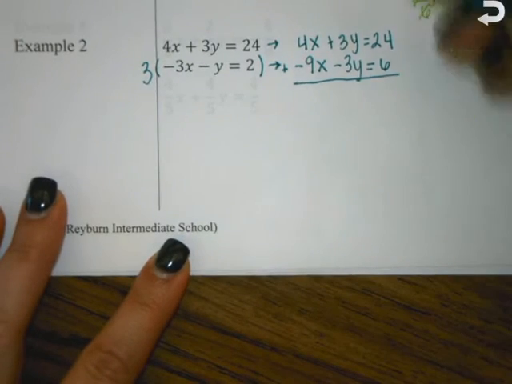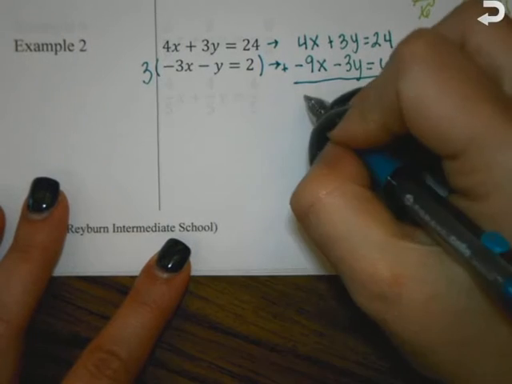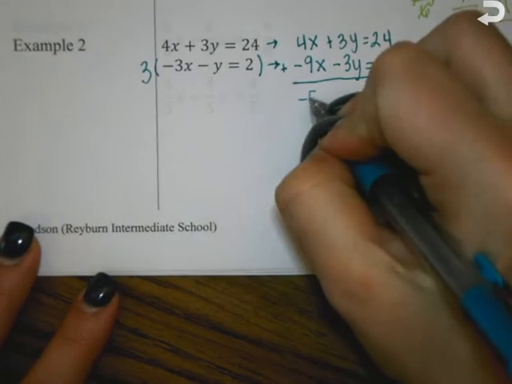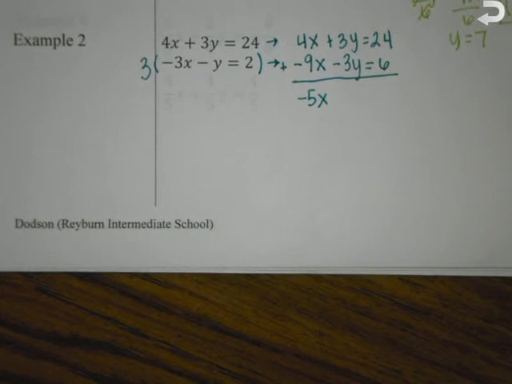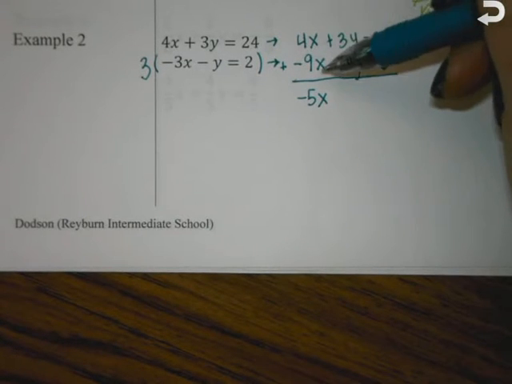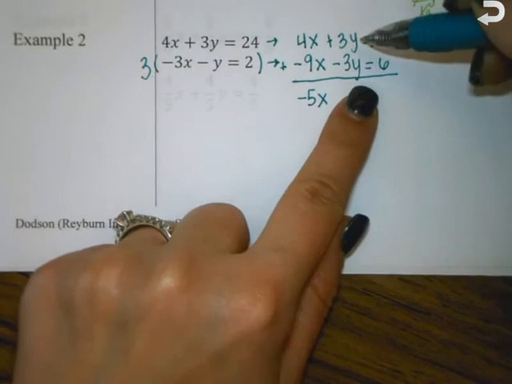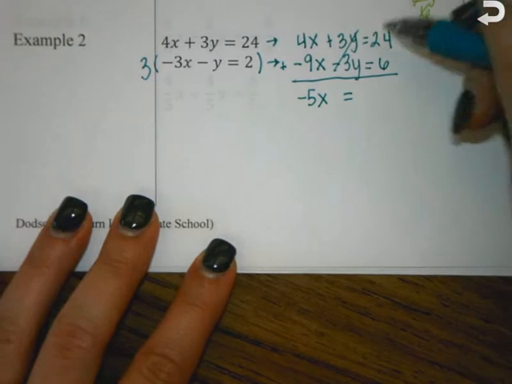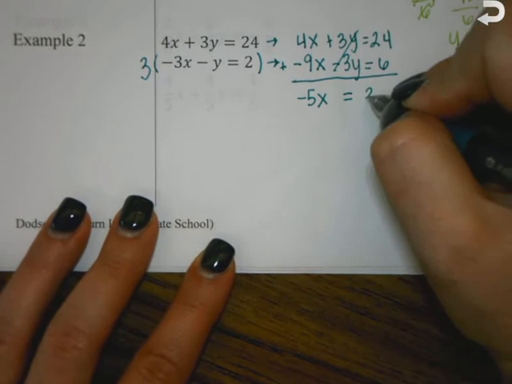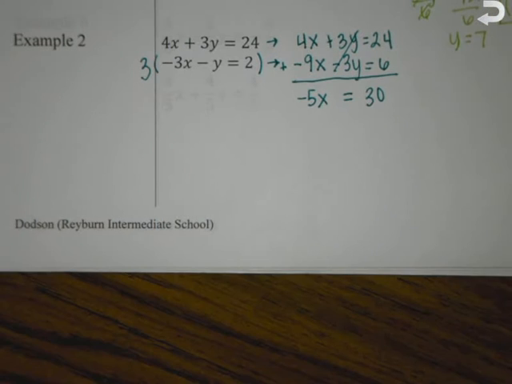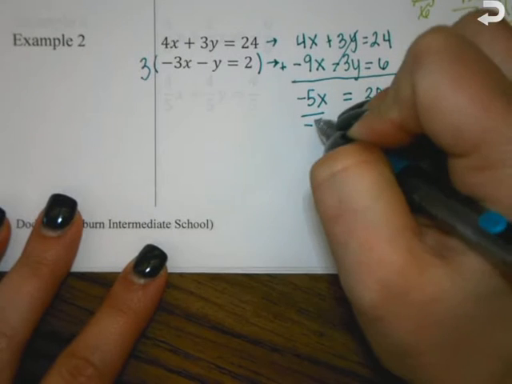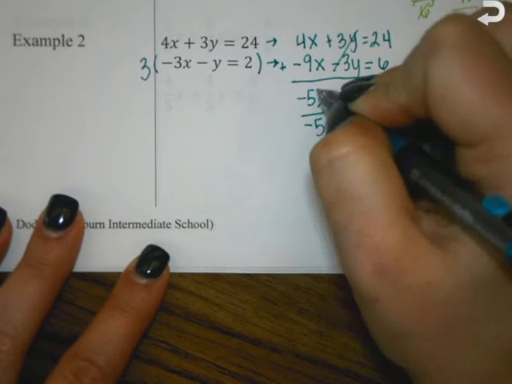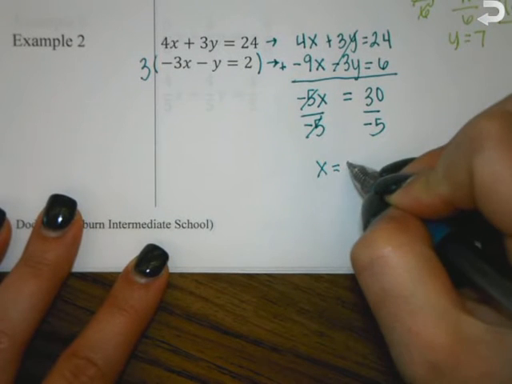So what's 4x minus 9x? Wait, hold on. Negative 5x. Okay, so when I add straight down, 4x minus 9x gives me negative 5x. What about 3y minus 3y? Cancels, eliminates, equals 24 plus 6. 30. Okay, so we have negative 5x equals 30, so divide both sides by negative 5. And what do you guys get for x? Negative 6. Good.